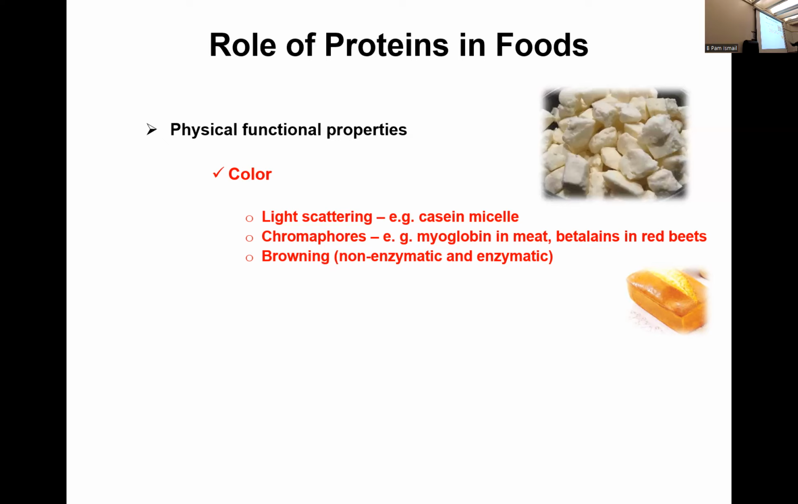Non-enzymatic browning is desirable in your baked goods. You want to have this nice brown crust. And sometimes it's not desirable. So if you prepare a beverage and you have high fructose corn syrup and you have protein, oh my gosh, it's going to brown over time due to the Maillard reaction, and this is not something desirable. You have the enzymatic reaction.